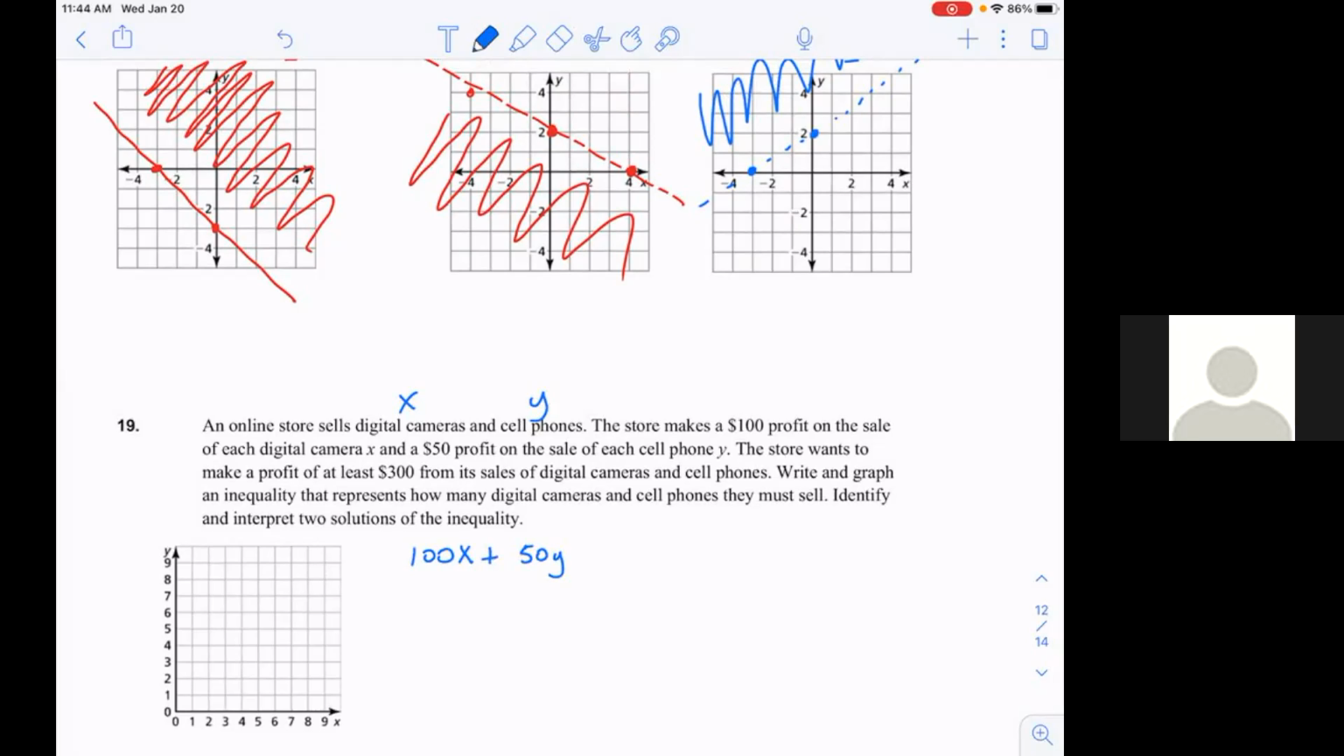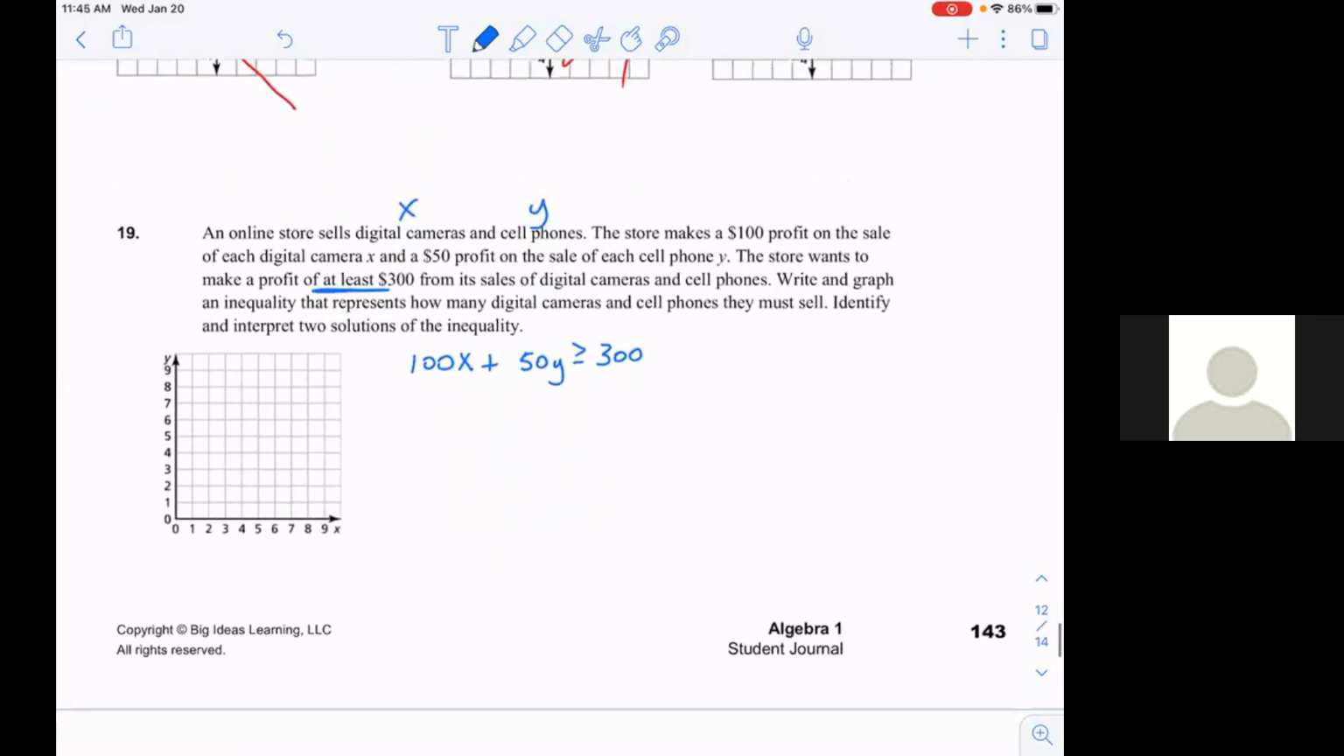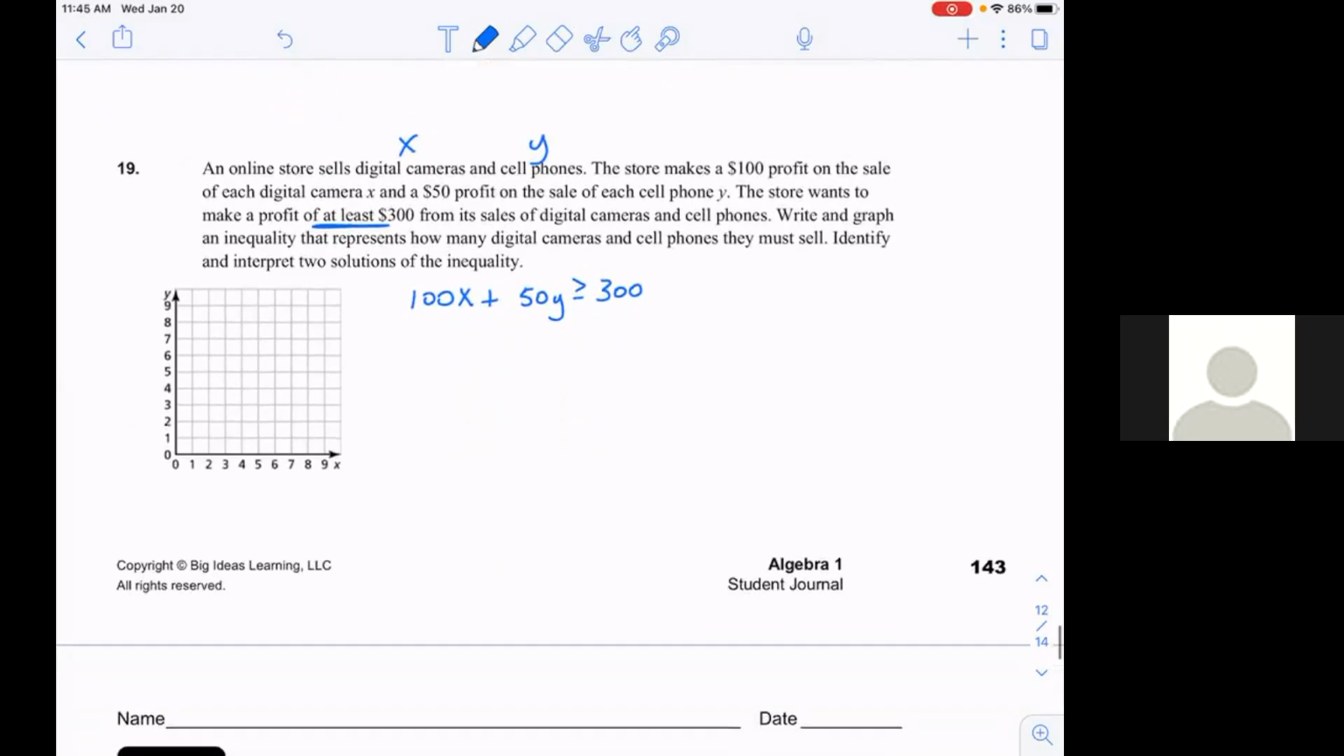Okay? Now, what do I want my profit to be? And the key word here, it doesn't want to be 300. It wants to be at least 300. So because it says at least, that made it into an inequality. So now my question is, yes, we're going to compare this to 300, but does it need to be greater than 300 or less than 300? And because it says at least 300, we're going to go with greater than or equal to. Okay, so there is the inequality that I am trying to graph.